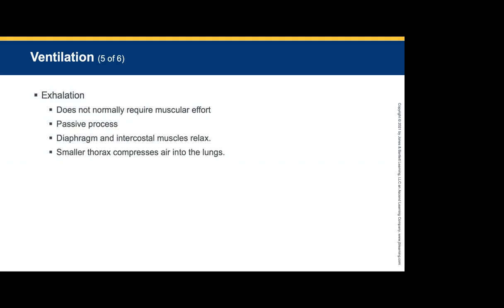Exhalation. This does not require muscular effort. It is a passive process. The diaphragm and intercostal muscles do relax, which decreases the size of the thorax. The smaller thorax compresses air in the lungs into the smaller spaces. The air pressure in the thorax is higher than the outside pressure, and air is pushed out through the trachea. You can do the same thing if you open your mouth. It can escape through the mouth, but 99% of the time we're nose breathers, unless you're a baby. They're born mouth breathers. They have to learn how to breathe through their nose.